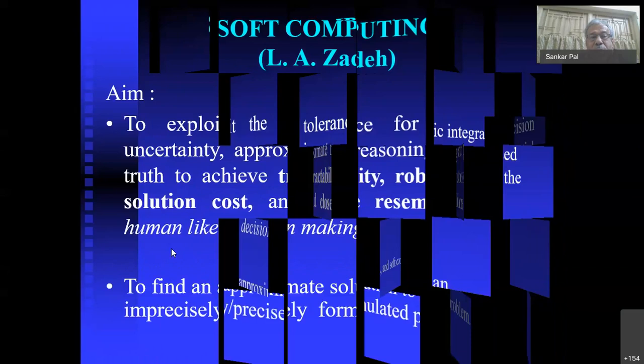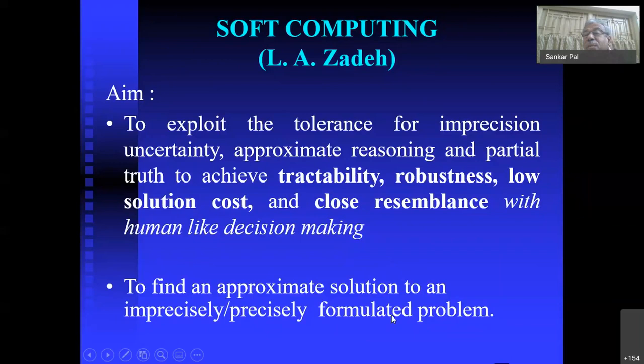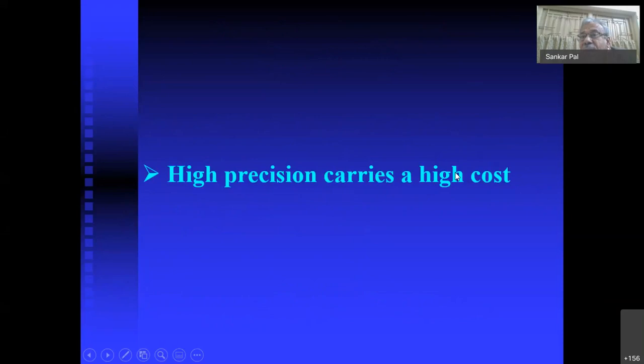What is the concept of soft computing? It is to find an approximate solution to an imprecisely or precisely formulated problem. That means it exploits the tolerance for imprecision, uncertainty, approximate reasoning, and partial truth in order to achieve four properties: tractability, robustness, low solution cost, and close resemblance to human imitation. Whatever name you give, this should be your objective for handling any kind of data. For example, when you drive a car and make a parallel parking, do you go by the precise mathematics that you need to park your car leaving exactly 6 inches from the footpath and in between two cars? No. You do it roughly. So that means high precision carries a high cost. High precision sometimes is meaningless and should not be considered. And this is the crux of soft computing.